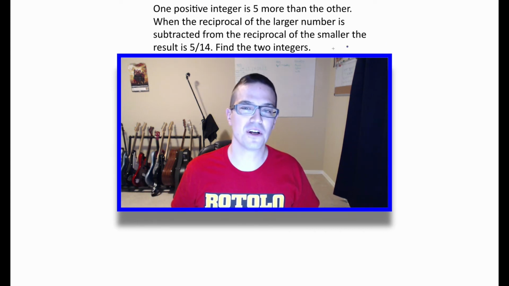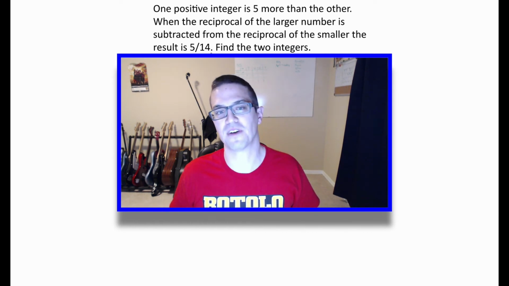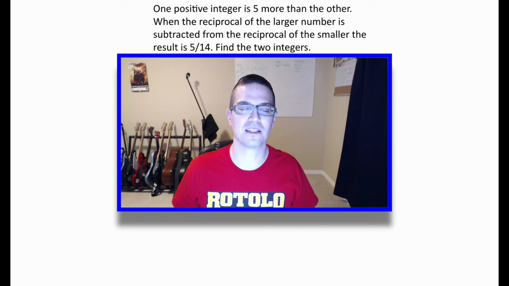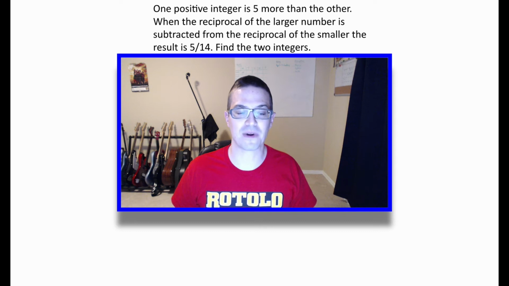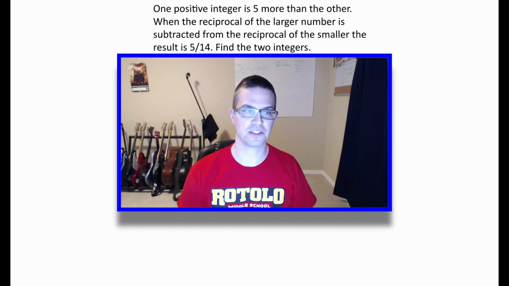When the reciprocal of the larger number is subtracted from the reciprocal of the smaller, the result is 5/14. Find the two integers. Okay, so there's a lot of vocab here that we're going to need to know. So it's best to break down the problem, and all the vocab in it, first to understand what's going on.